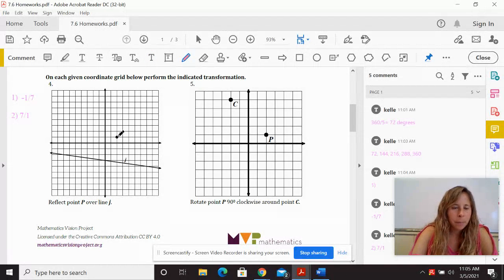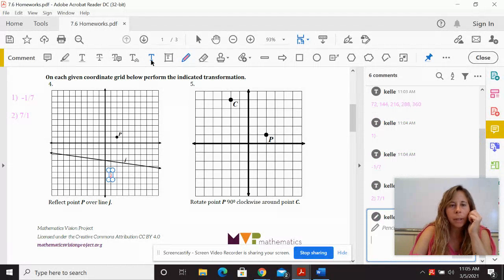Starting here, I would be going up 7 and to the right 1, but that doesn't help because I'm trying to get down here. So we have to do the opposite. We have to go down 7, left 1. So down 1, 2, 3, 4, 5, 6, 7, left 1. And there is your P prime.